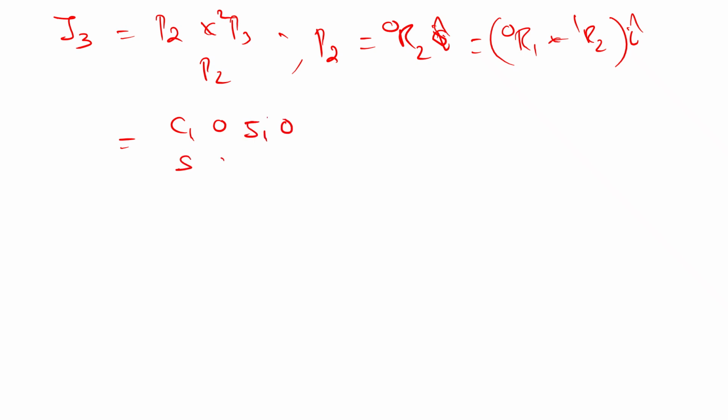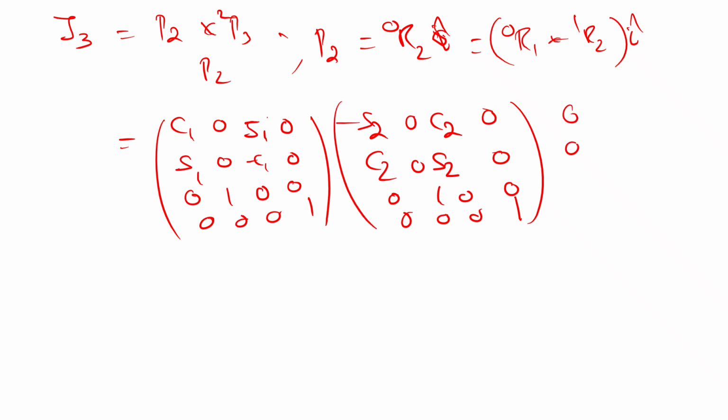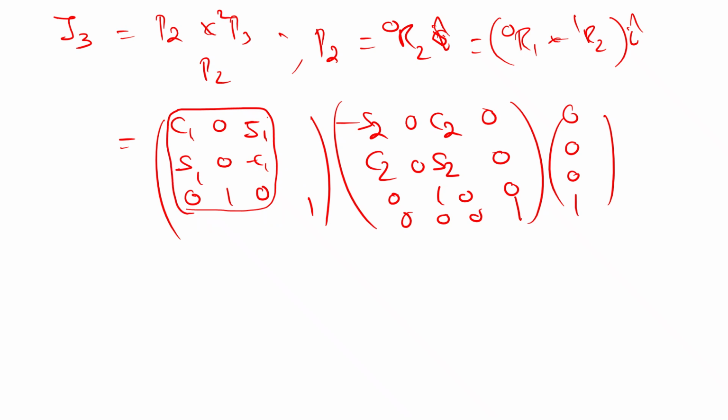C1 S1, S1 0 minus C1 0, 0 1 0 0 0 0 1. This is multiplied with the next matrix: minus S2 0 C2 0, C2 0 S2 0, 0 1, 0 0 0 0 0 1. And then the 0 0 1. Now in this we have to take only the rotation matrix. So we don't need this, because rotation matrix only.